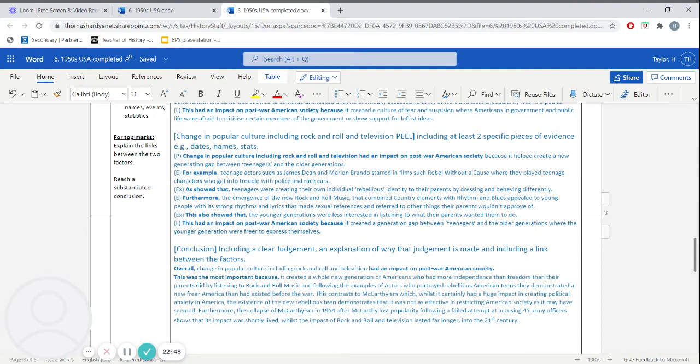So what I've done is I've included a clear judgment and an explanation of why I've made that judgment, and I've tried to link those factors together as well. So my clear judgment, straight up from the top: overall, change in popular culture, including rock and roll and television, had an impact on post-war American society. So there's a clear judgment, and I've included the wording of that question again.